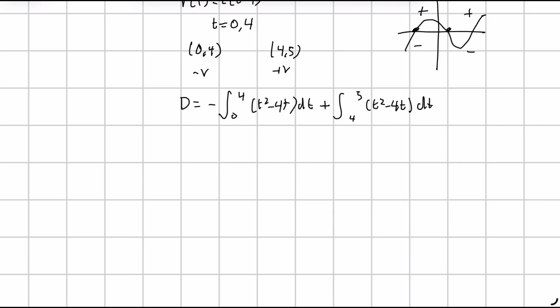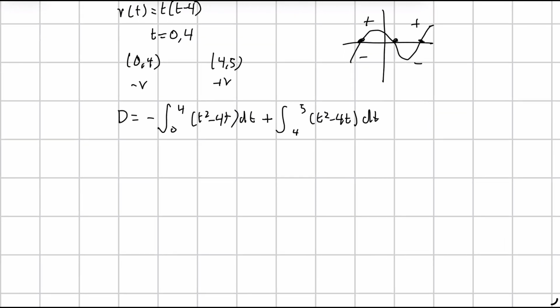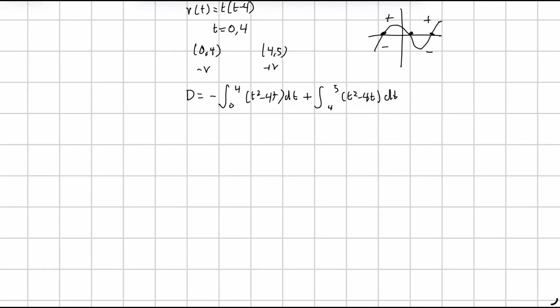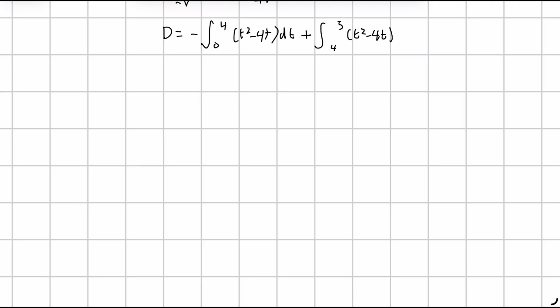So those velocity points tell us how to split those integrals up, and then how to take those different areas under the curve and add and subtract them. So it's a pretty intuitive way if you think about it. Now let's take the antiderivative of this.